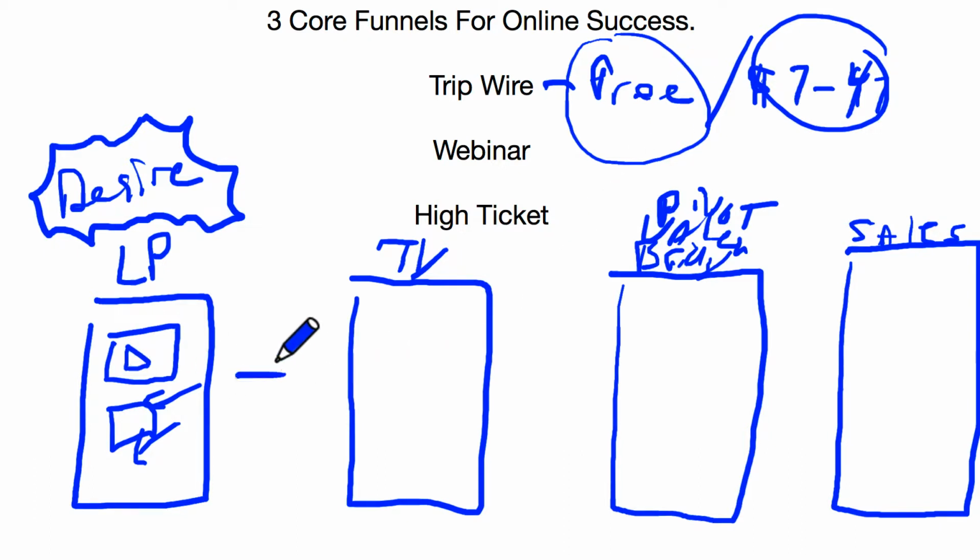So once they opt in, you've stirred up their desire enough to where they're like, all right, I want to know more. There's an open loop here, I've got to close this thought. The promise here was just too enticing. I want to know more.